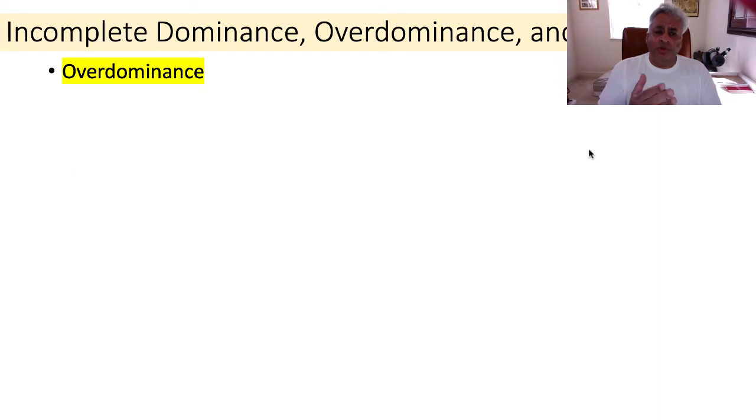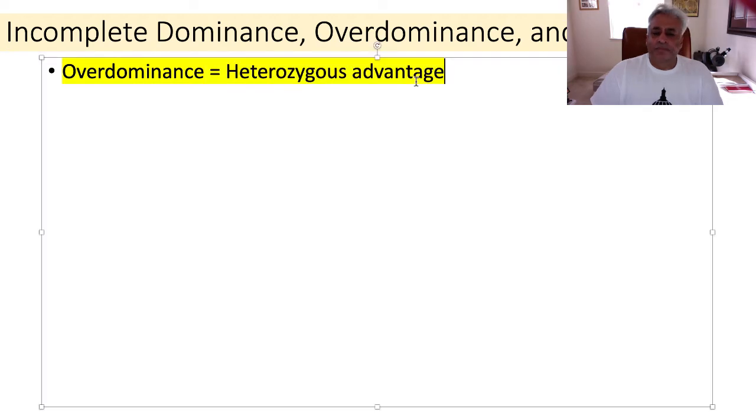Next, we move on to the middle term, overdominance. Now, overdominance has an alternative name, and you may know that as heterozygous advantage. In this particular case, the phenotype of the heterozygote is going to lead to more offspring. So from the natural selection perspective, it's advantageous to be a heterozygote.